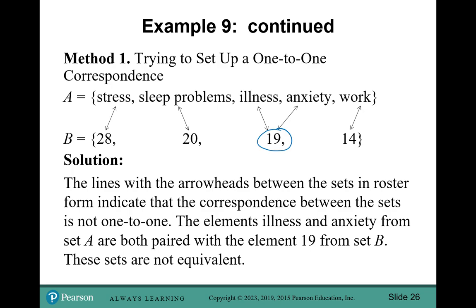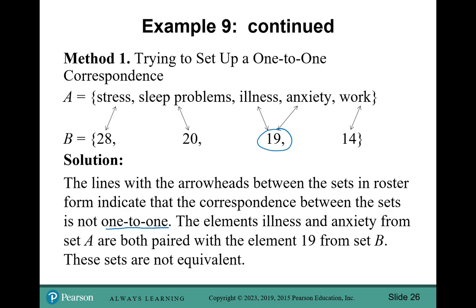So, solution. The lines with the arrowheads between the sets in the roster form indicate that the correspondence between the sets is not one-to-one. The elements illness and anxiety from set A are both paired with the element 19 from set B. These sets are not equivalent.